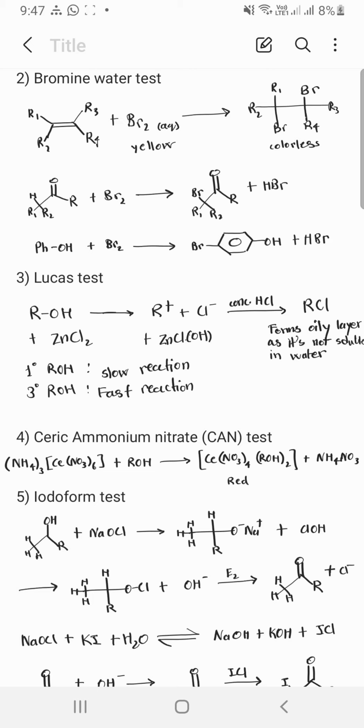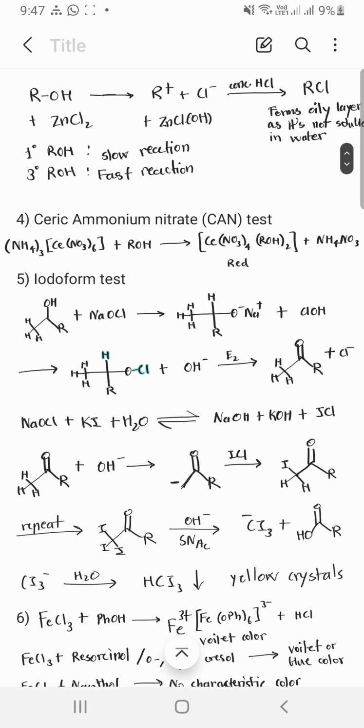So it forms this thing. While ROH, it can mix. So if there is reaction, you will get a lot of oily layer. If there's no reaction or slow reaction, you won't get that oily layer. So the height of the oily layer will tell you about the reaction. So yeah, looking at the mechanism, you can clearly see that 1 degree will give a slow reaction and 3 degree will give a fast reaction, and 2 degree somewhere in between. CAN test is not just for phenolates, it's for any alcohol.